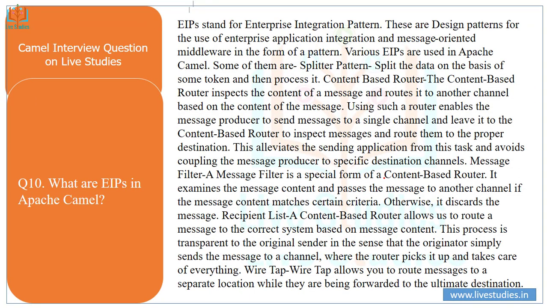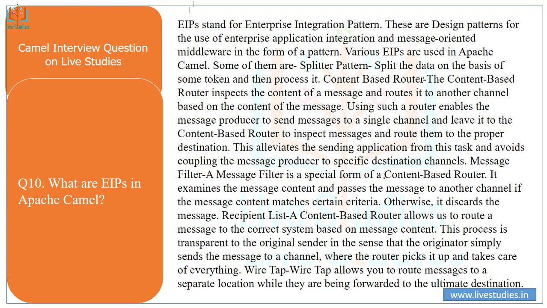Another point is what are EIPs in Apache Camel? EIP stands for enterprise integration pattern. There are defined patterns for the use of enterprise application integration and messaging on middleware in the form of patterns. The various enterprise integration patterns are used in Apache Camel. One of them is the splitter pattern. It splits the data on the basis of some token and then processes it.